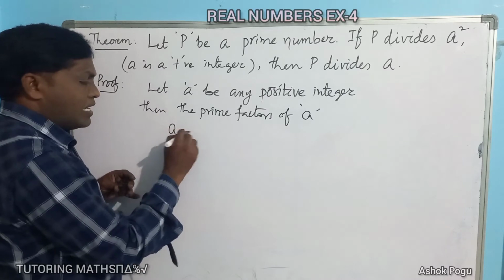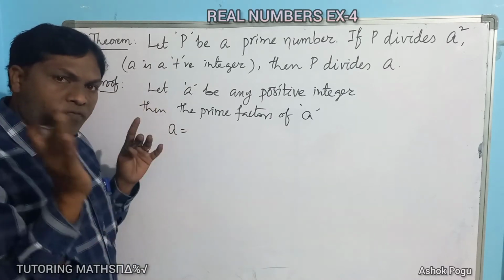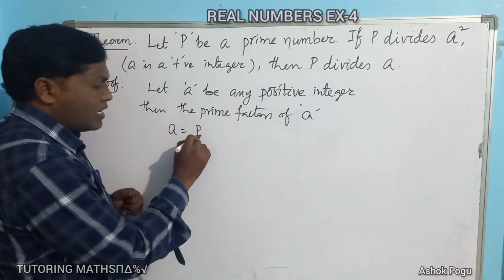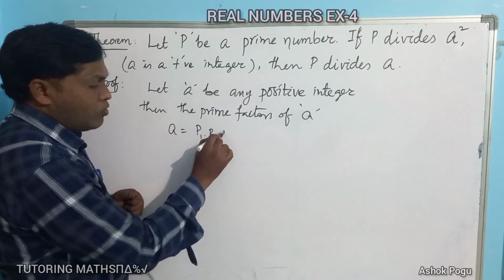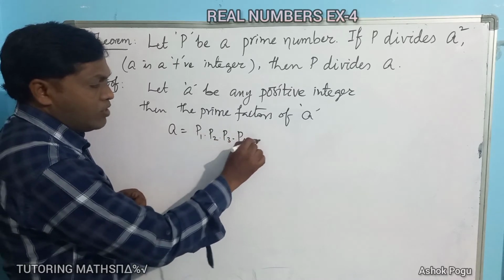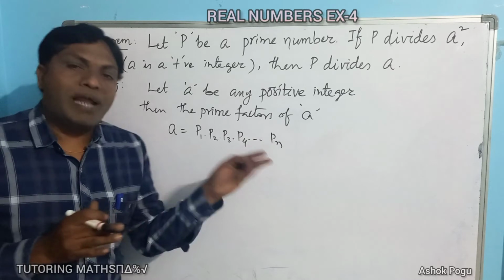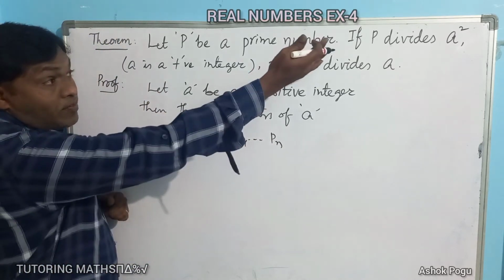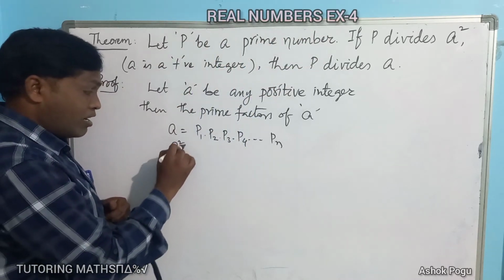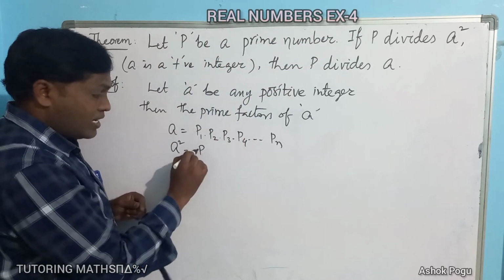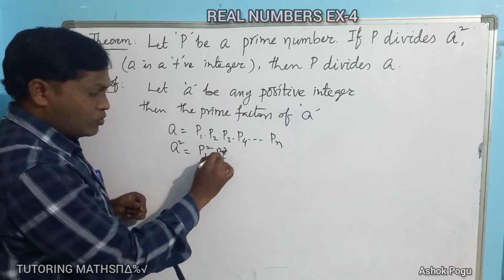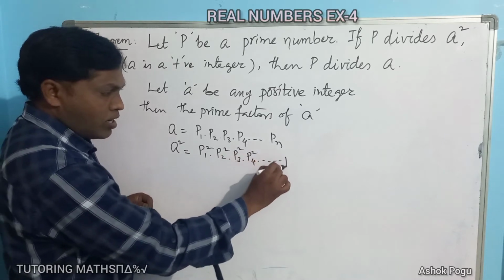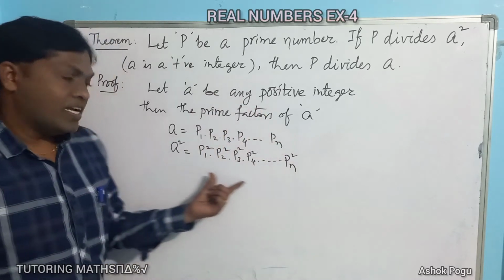You know that a is a positive integer. If you factorize this number, you will get some prime factors. We can take p1 into p2 into p3 into p4 and so on up to pn. Then for a square, squaring on both sides, we get p1 square into p2 square into p3 square into p4 square and so on up to pn square.